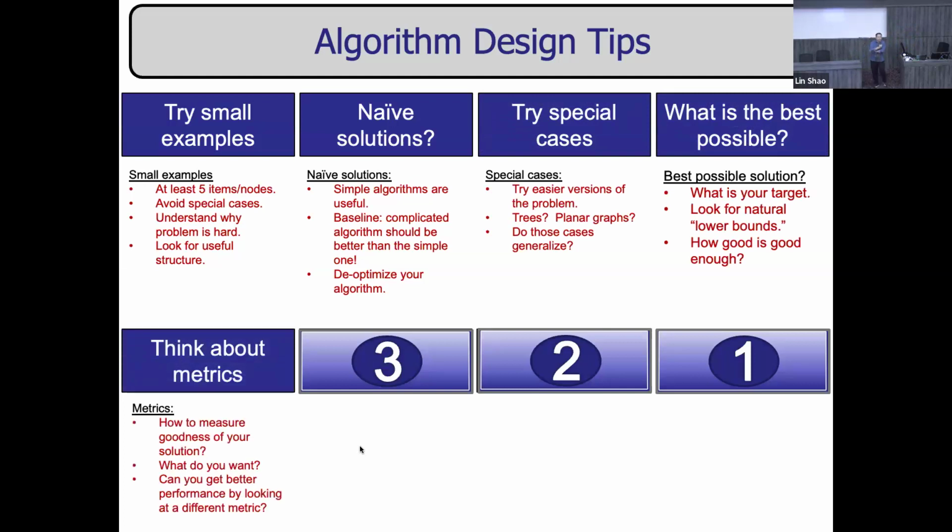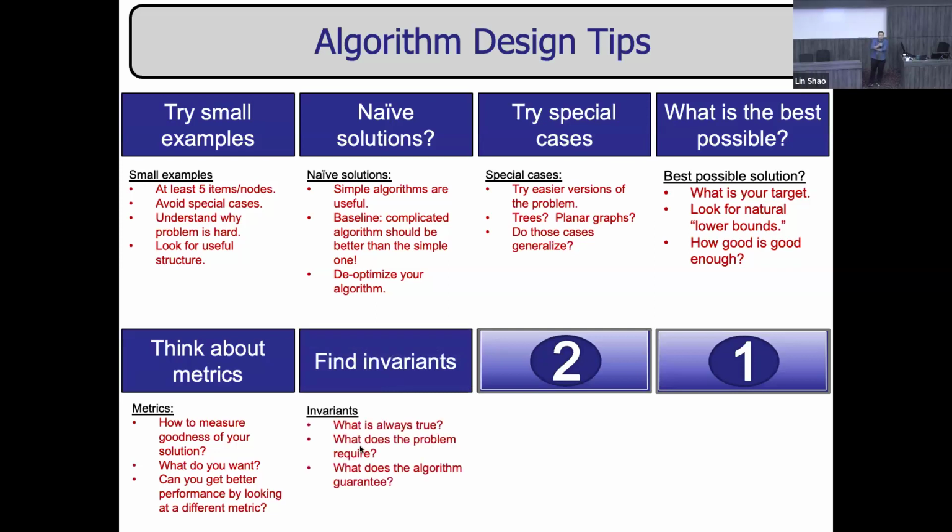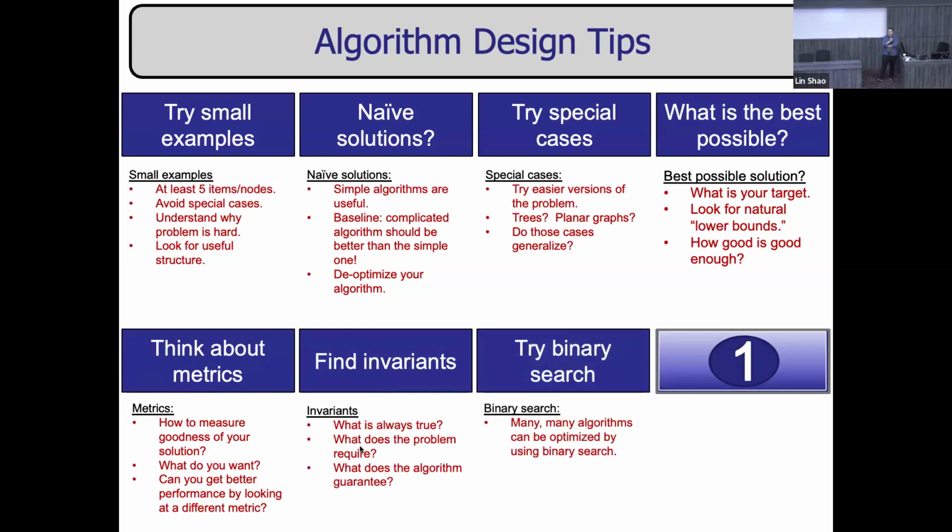And the fourth one is about the metrics. A metric provides a way for you to evaluate how good the algorithm is right now. And also find the invariants. This is also important because you will be able to find what the problem requires and what the algorithm guarantees, right? Maybe make a guess. What will be the second one? It would be try binary search. This is quite straightforward, quite surprising, but it's very useful. Many algorithms could just be optimized using binary search.